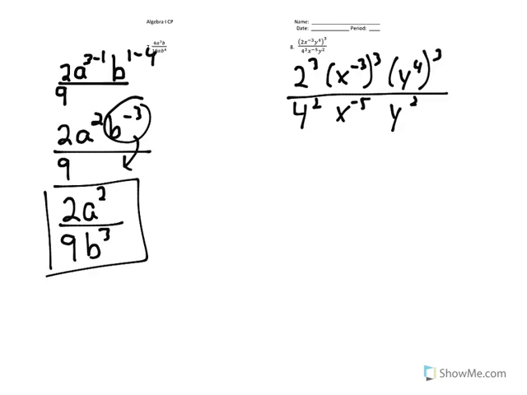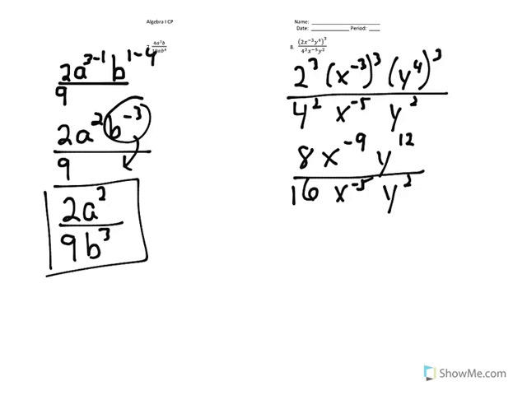So evaluate the numerator. 2 cubed is 8. X to the negative third cubed is x to the negative ninth because we multiply our exponents. And then y to the fourth cubed is y to the 12th. Our denominator, 4 squared is 16, x to the negative fifth, y squared.